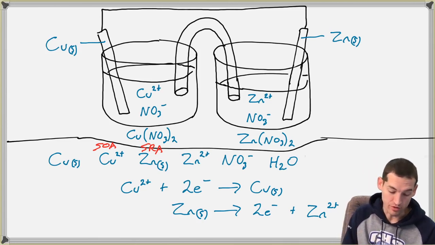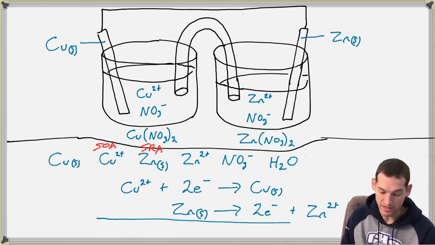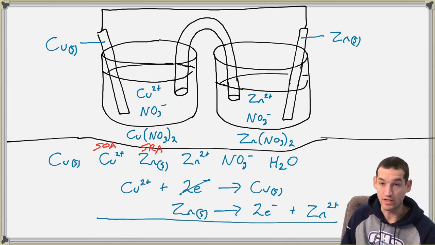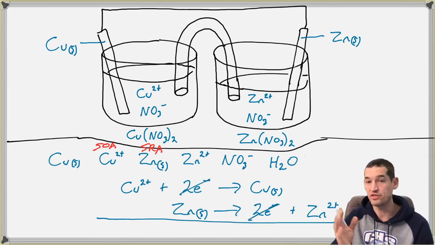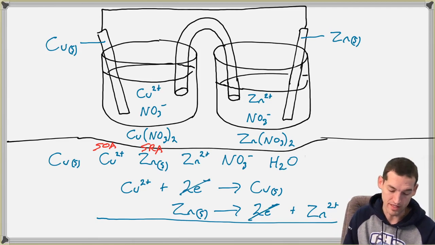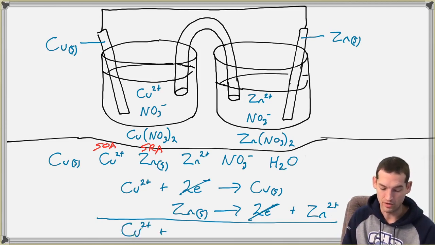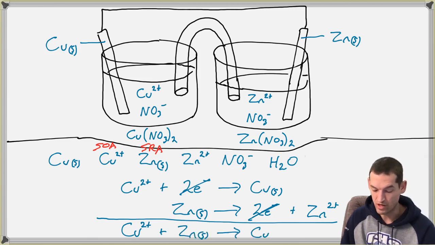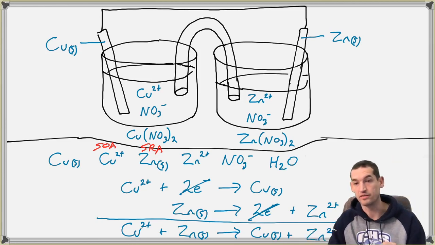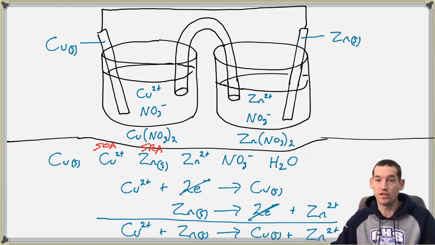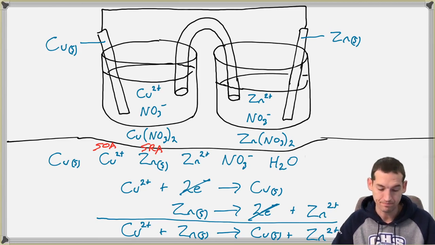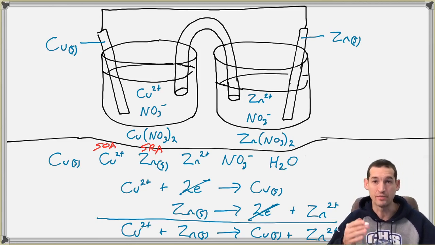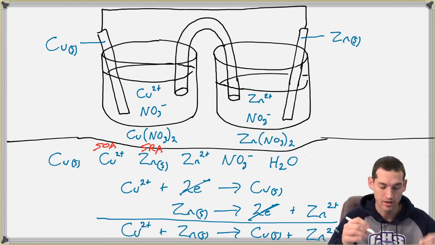Okay? In this case, if we want to do our net reaction, it's fairly easy. 2 electrons gained, 2 electrons lost, they already balance. So my net reaction is that copper 2 positive ions are going to react with zinc solid to create copper solid and zinc 2 positive. So that's our overall reaction. That's what's going on here. So now let's go back up to the diagram and see if we can see what's going on.